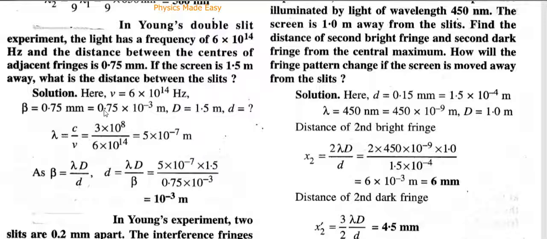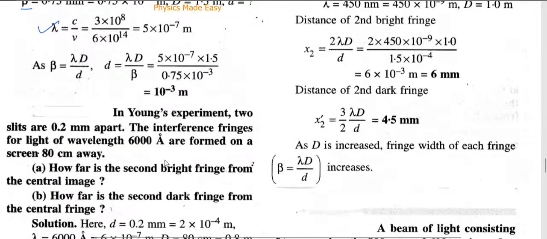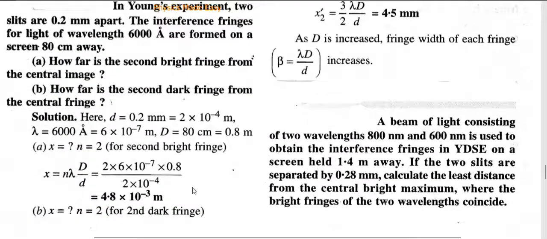Young's double slit experiment, frequency of the light is given, distance between the centers of the adjacent fringes is given. This is in mm and it's noted 0.75 mm. So this is beta. Screen, as I have already told you, is in meters. This is capital D. This is given. What is the distance between them? Frequency is given, you can calculate wavelength from here. Apply the simple formula. Nothing to be explained, just warm up.